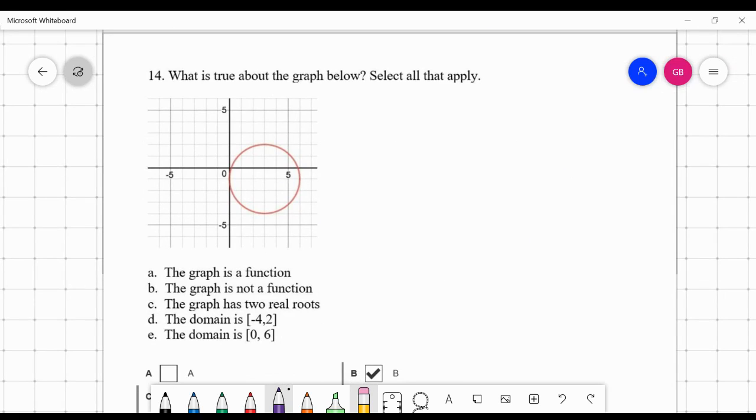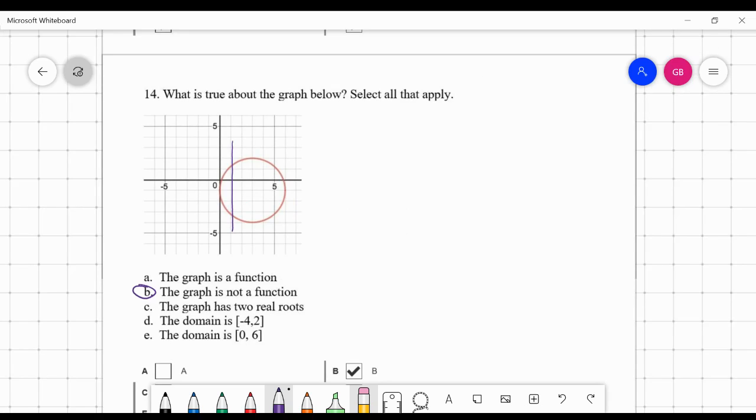What is true about the graph below? Select all that apply. The graph is a function. No, it does not pass the vertical line test. So B is correct. It's not a function. The graph has 2 real roots. That's correct. It crosses the x-axis twice.